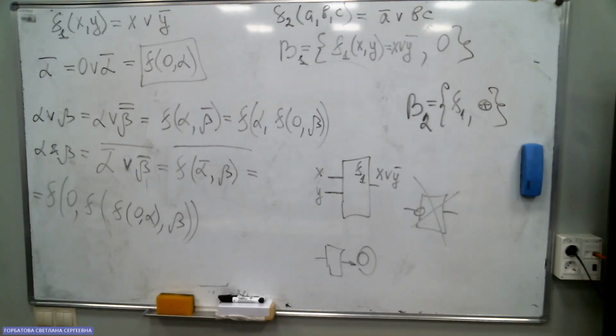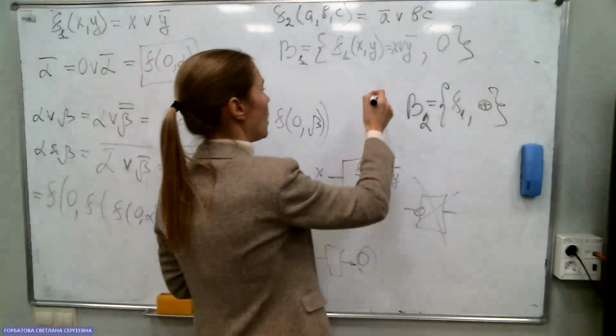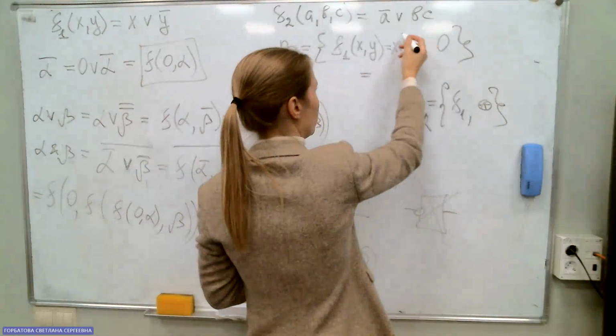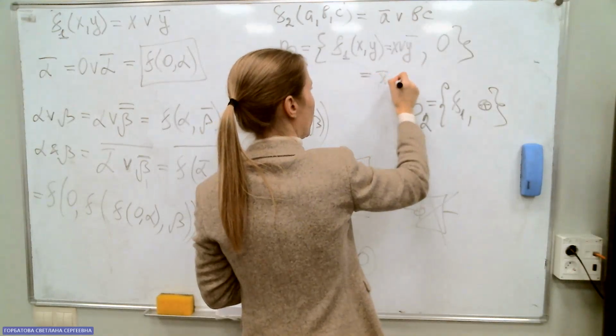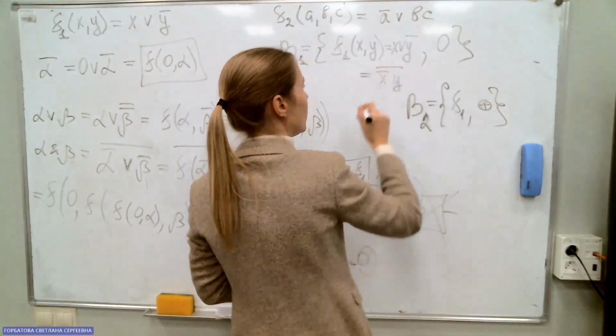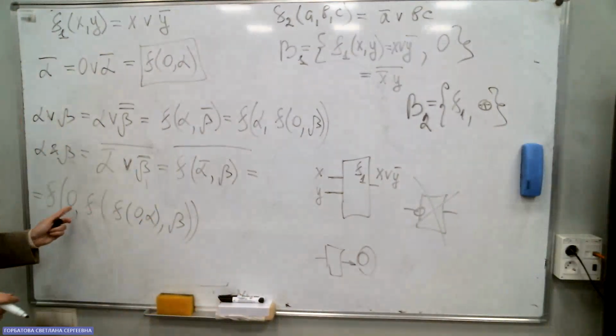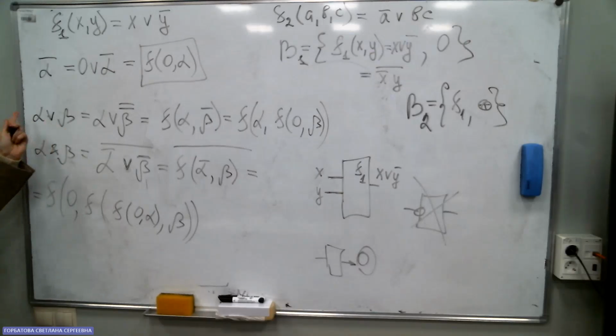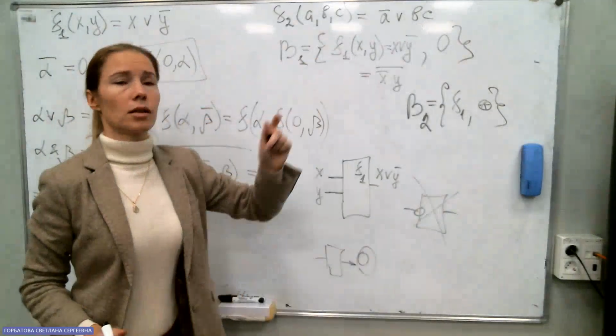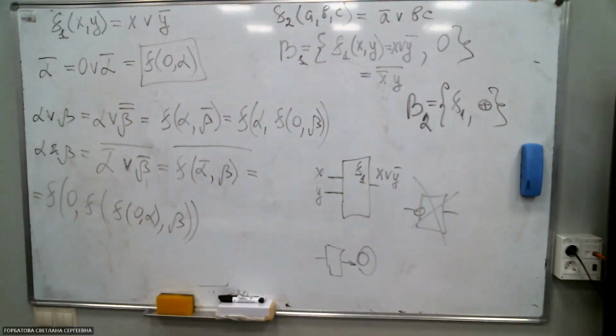I think it is the same if we use De Morgan law here. So it is not X conjunction Y, or negation. Double negation here, double negation here, it is the same. You can use De Morgan law here or here, it doesn't matter where.